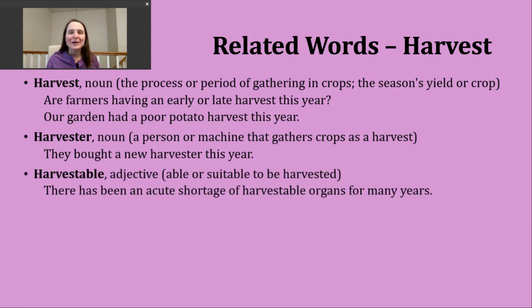The last word we're going to take a look at today is the adjective harvestable. And the suffix able always kind of helps us understand the meaning here. So it's going to be able or suitable to be harvested. An example of this might be, there has been an acute shortage of harvestable organs for many years. I saw a statement like this in a recent news article noting that there are many people waiting for transplants, but there haven't been enough or the right kind or right quality in order to be utilized for transplants.